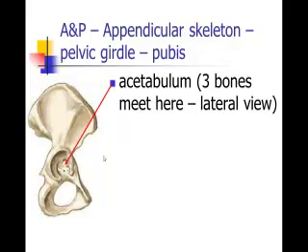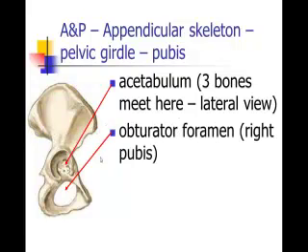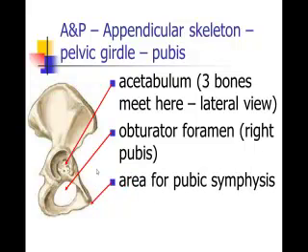Then here's the acetabulum. Acetabulum means little vinegar cup, and that is where the head of the femur articulates. There are going to be all three bones meeting there. Then the obturator foramen. The obturator foramen is an opening. A lot of people are kind of surprised there's an opening there, but there are a number of structures that pass through there. And then the pubic symphysis. The pubic symphysis is on the anterior surface of the pubic bone, where these two bones meet in an amphiarthrosis or a symphysis joint.